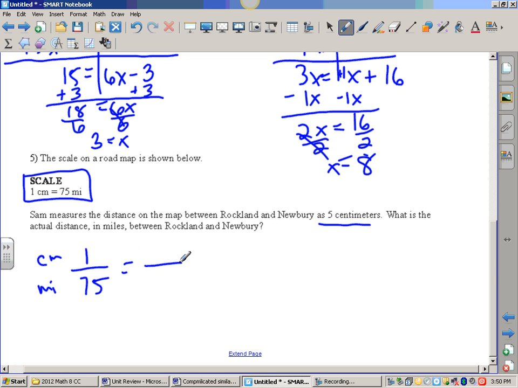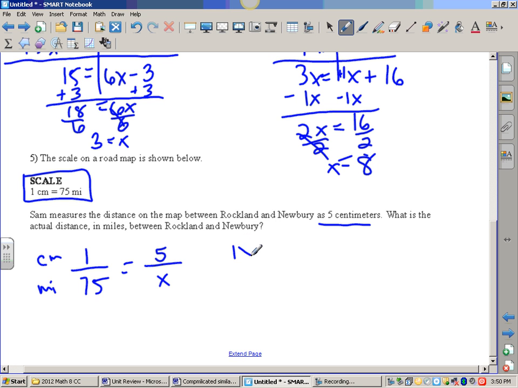Be careful when you set up your proportions. They need to be corresponding. So the 5 represents centimeters. You're going to put that up in the numerator because that's where I have my 1. And x is in the bottom. Now you just have a very basic proportion. It's a lot easier because you had to set it up on your own.